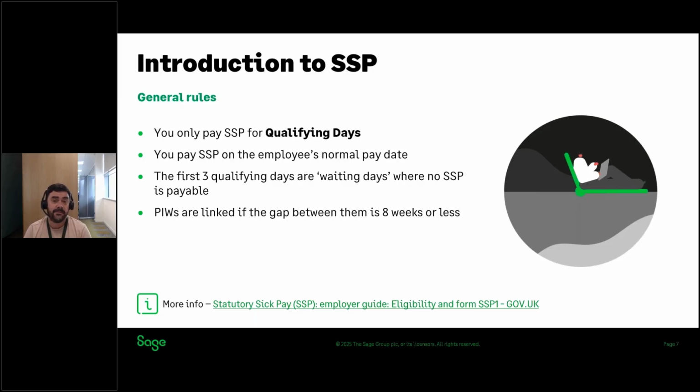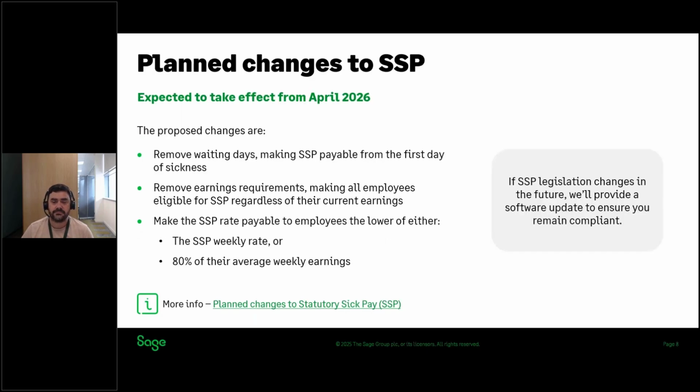So if you have a linked PIW, you don't have to serve the waiting days again. You still need to be off sick for 4 days in a row, but the SSP payment will be paid for all of those days in the linked period. So as it says there, the linked periods of sickness must be 4 days or longer to qualify. So that's how it currently works.